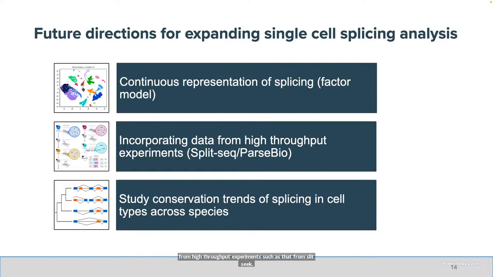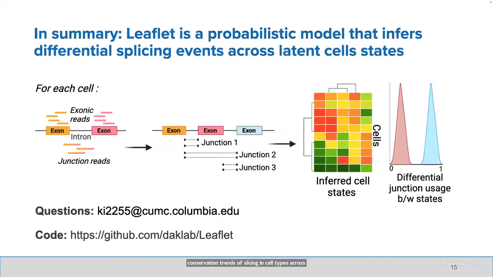A very interesting potential avenue for this is to look at the conservation trends of splicing in cell types across species, especially human and mouse, for which we have a lot of data across different organs. And so in summary, we present leaflet, a probabilistic model that can infer differential splicing while also modeling the latent cell states in the data.